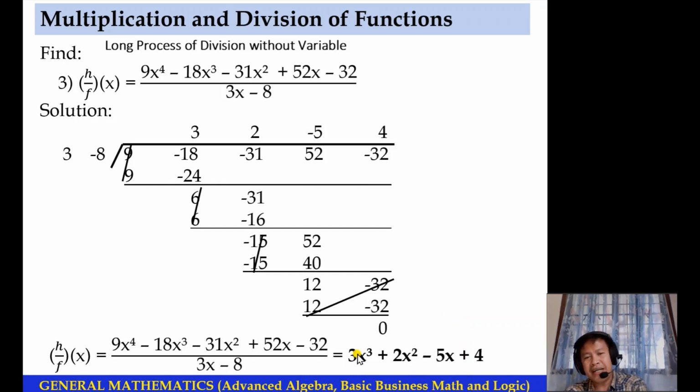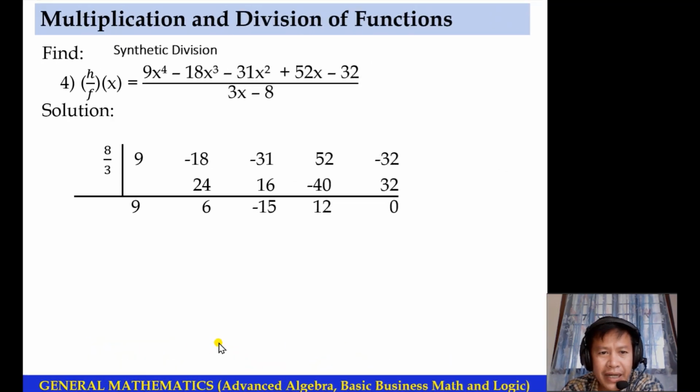So, did you understand, students? I will repeat. If there is a remainder 2 here, don't leave your answer like this one. You are going to include the remainder. Plus 2 over 3x minus 8. Did you understand? Now, if the remainder is 0, it means that the divisor is a factor of the numerator.